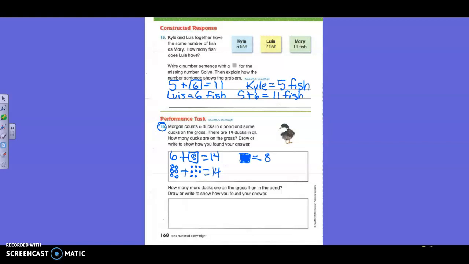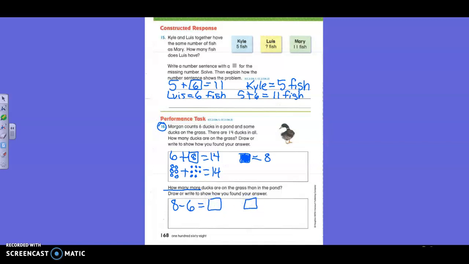All right, now, boys and girls, the bottom. Same story, okay? How many more? What does this mean? Subtracting. Okay, how many more ducks are in the grass than in the pond? So we are going to subtract. How many ducks were in the grass? 8 ducks were in the grass. And we said we're subtracting because it says how many more. How many were in the pond? 6. So 8 minus 6 equals, we don't know yet, right?